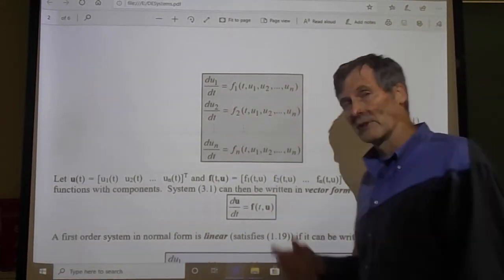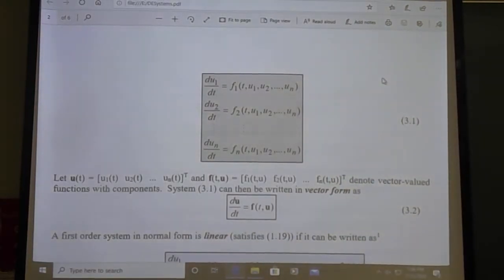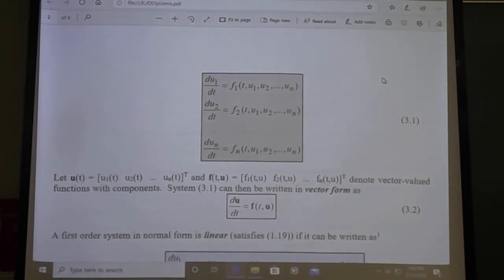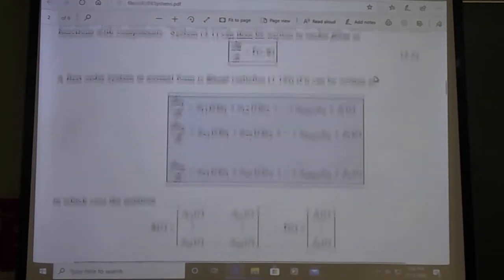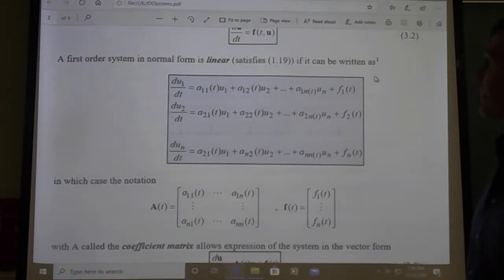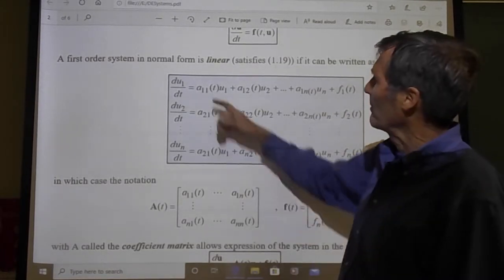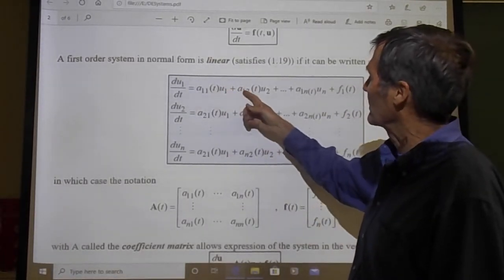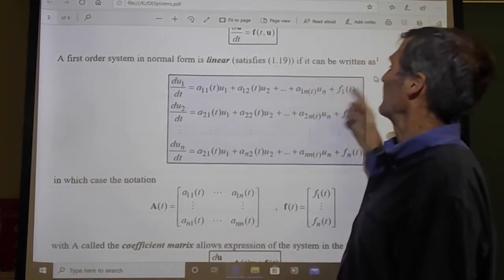Now, how do you know when it's linear? That's the case we're really interested in here. We're going to try and solve some of these linear systems. But nonlinear systems are of great interest too. If you go in and take a second course in differential equations, you'll consider those. We'll say that a first order system of differential equations is linear if each of the equations can be written like this. Well, that's what we were talking about before: a function of t times u1, plus a function of t times u2, plus a function of t times un, plus a function of t only.